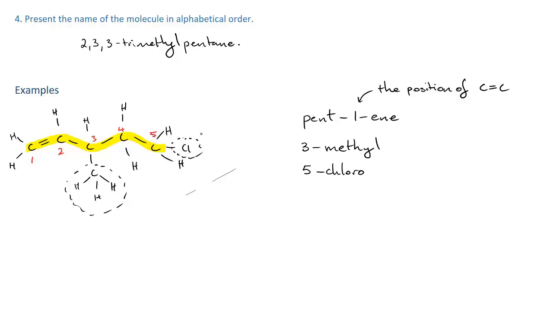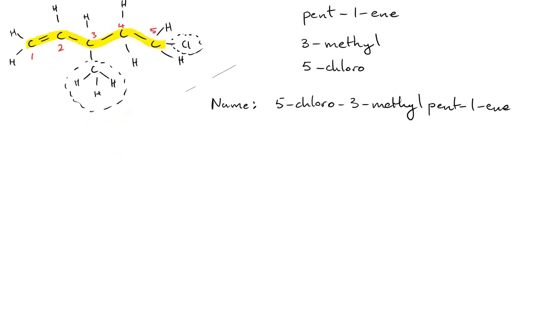Okay, so again, the most important functional group in this situation is the double bond. So now we've put it together in alphabetical order. So the systematic name of this molecule is going to be 5-chloro-3-methylpent-1-ene. Okay, so that's an example of naming this molecule. Now let's have a look at another one.